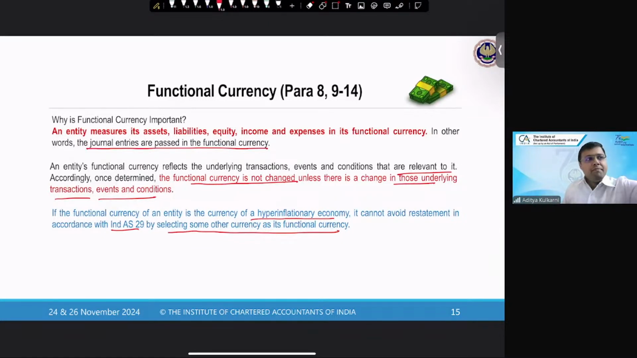Have you heard hyperinflationary economy? No, sir. Has anyone heard of it here? Anu, Monika, Jeannie, Pooja? No.